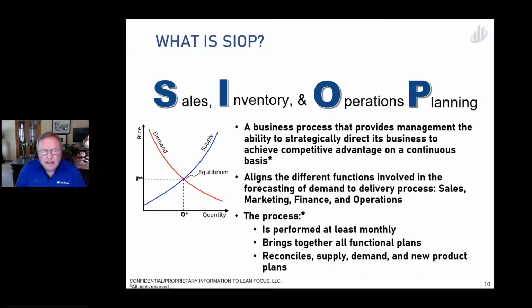What's key to it, though, is really trying to find a balance between the demand and the supply side and find that equilibrium. Make sure that you're working to direct the business for competitive advantage. There's key things that are important about it. It's important to have all sales, marketing, finance, and operations involved. And some of the things that are important with the sales and operation planning or SIOP process: it's on a monthly cadence. It brings all functional plans together. And really, it's reconciling the supply and demand and new product plans. So to make sure that you find that sweet spot, as you can see on the graph on the left, what is the best equilibrium to get to the right plan for your business.